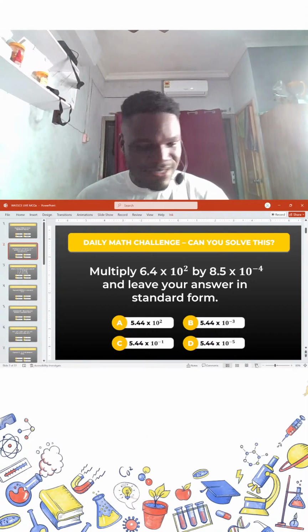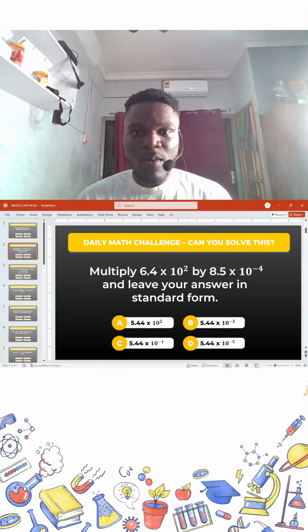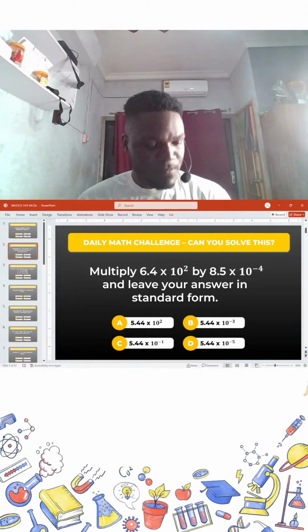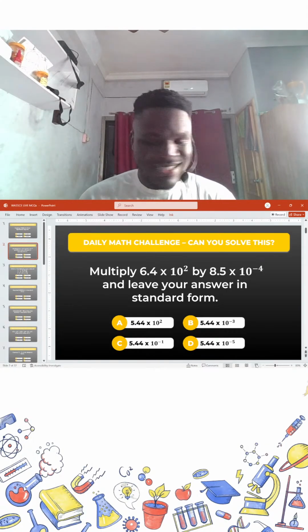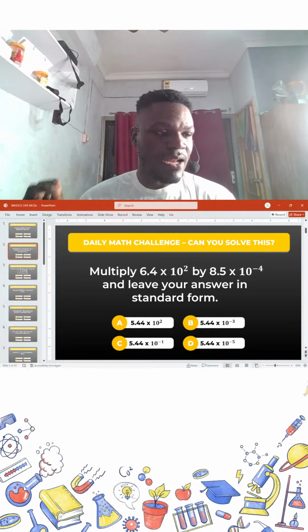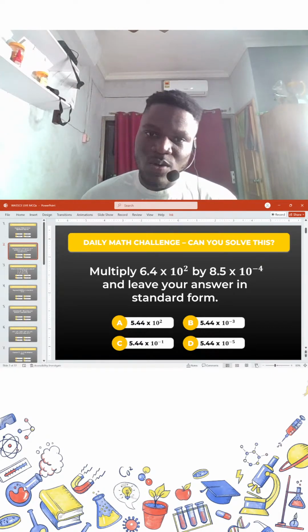Right, let's move on to the next question. This is a little bit more of, like I said, real number system, but we are looking at significant figures and standard forms in this particular question. We are to multiply 6.4 times 10 raised to the power 2 by 8.5 times 10 raised to the power negative 4 and leave our answer in standard form. That is the question we have.